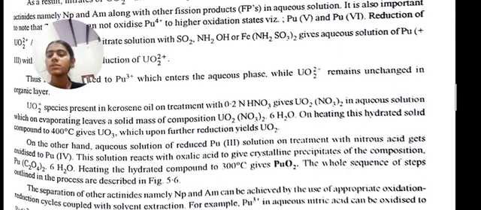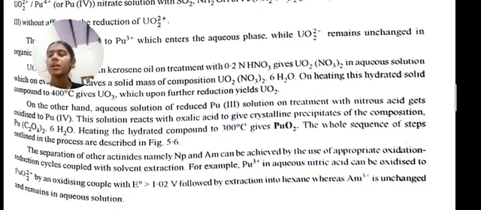On the other hand, the aqueous solution of reduced plutonium 3+ on treatment with nitrous acid gets oxidized to plutonium 4+. This solution reacts with oxalic acid to give crystalline precipitates of the composition. Heating the hydrated compound to 300 degrees Celsius gives plutonium dioxide. The whole sequence of steps outlined in the process are described below. The separation of other actinides, namely neptunium and americium, can be achieved by the use of appropriate oxidation reduction cycles coupled with solvent extraction.